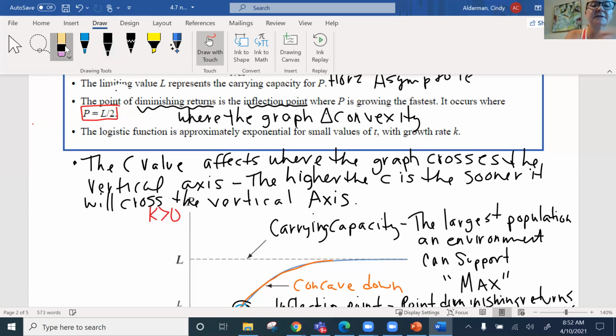Okay, I also wanted to fix this. It's concavity, not convexity. There we go. Okay, so let's just do an example.